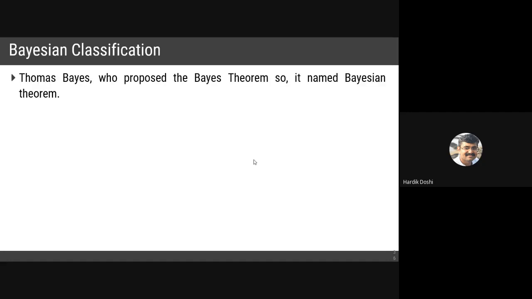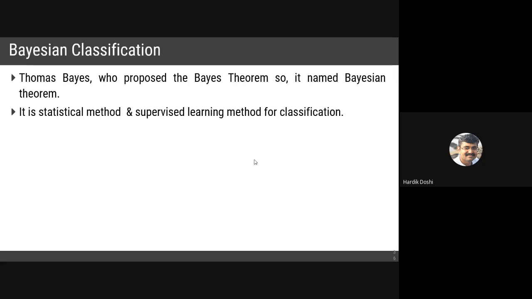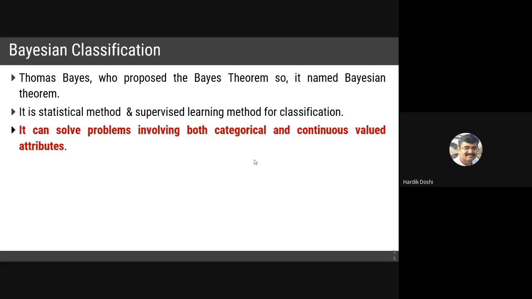Actually, this method is a statistical method. Bayesian classification is a statistical method. It is not a tree-based method. It calculates some statistics based on which we get the answer. So Thomas Bayes proposed the Bayes theorem, that's why the name given to it is Bayesian theorem. It is a statistical method and again a supervised learning method for classification.